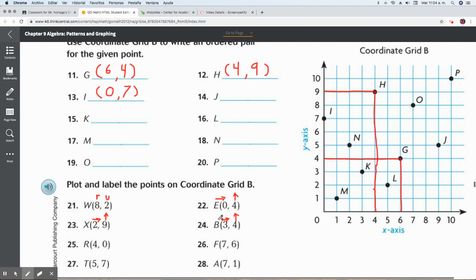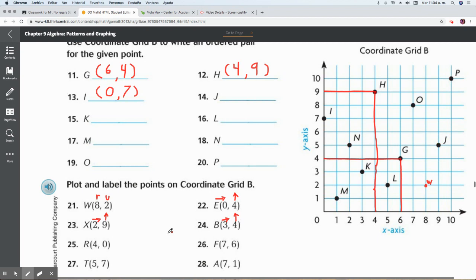Don't forget to label your points. When you place the point, use the letter. For example, W would be 8, 2. That means I need to walk 8 steps to the right and then 2 steps going up. I'm going to draw a point and label it with the letter W. Don't forget to also do page 376, please.